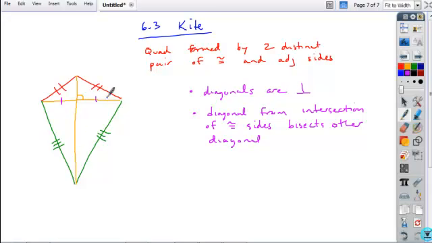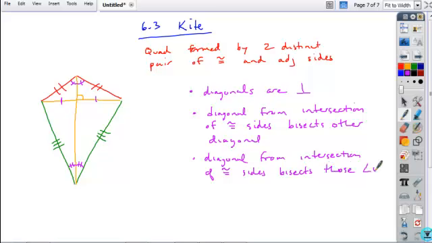Okay, but it also does one more thing. So this same diagonal is also going to bisect the angle formed there. So each of these angles is bisected. So the diagonal from the intersection of the congruent sides is going to bisect each of those angles. Okay.